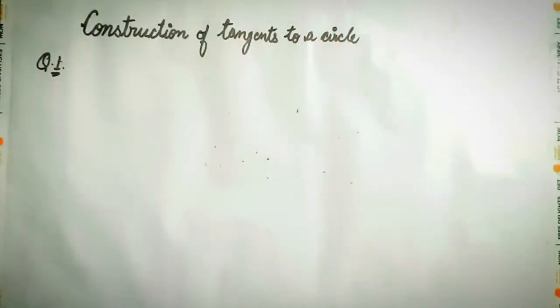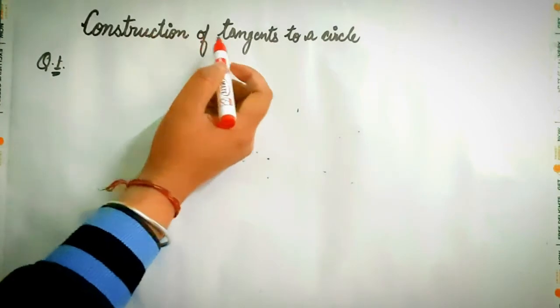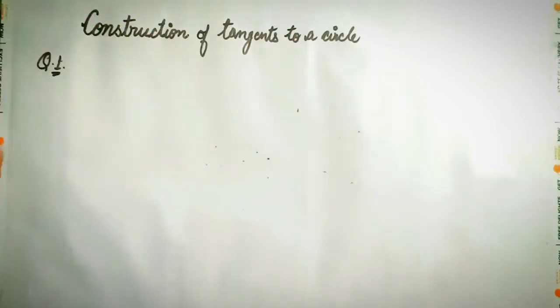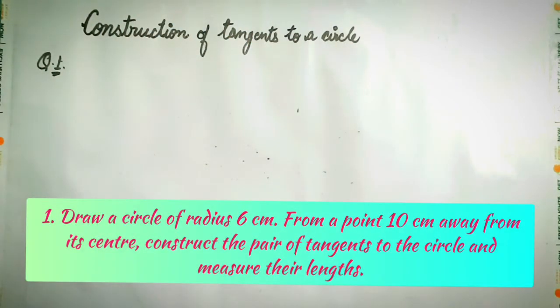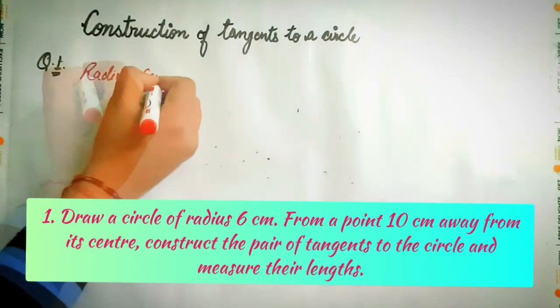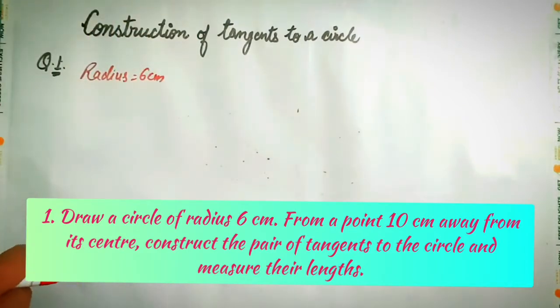Namaste everyone. Today we are going to discuss construction of tangents to a circle. And the first question is, draw a circle of radius 6 cm and from a point 10 cm away from its center, construct the pair of tangents to the circle and measure their lengths.